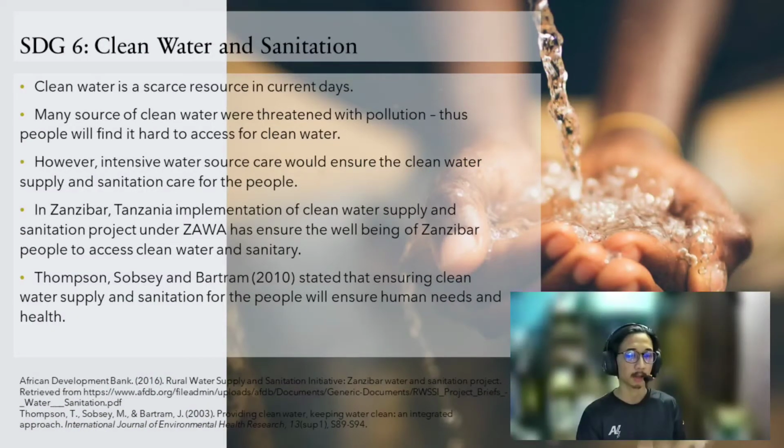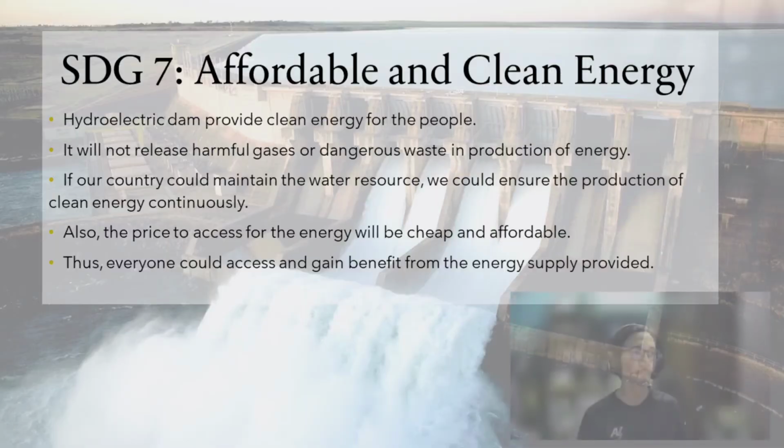Today, clean water supply is a scarce resource. Many sources of clean water are threatened with pollution. Thus, people will find it hard to access clean water. However, intensive water source care will ensure the clean water supply and sanitation for the people. In Zanzibar, for example, in Tanzania, implementation of a clean water supply and sanitation project under the Zanzibar Water Authority has ensured the well-being of Zanzibar people to access clean water and sanitation. Thompson, Sopsey and Bertram, 2010 state that ensuring clean water supply and sanitation for the people will ensure human needs and health.